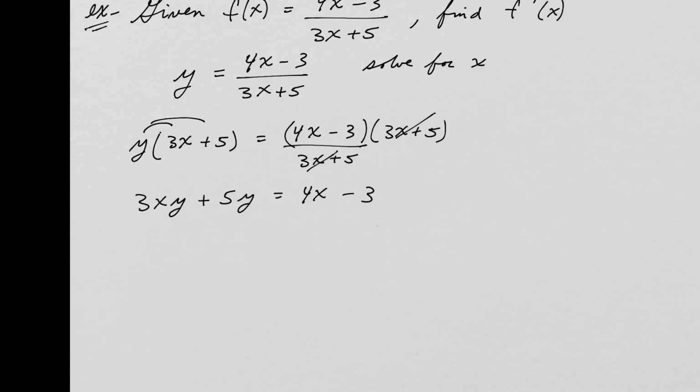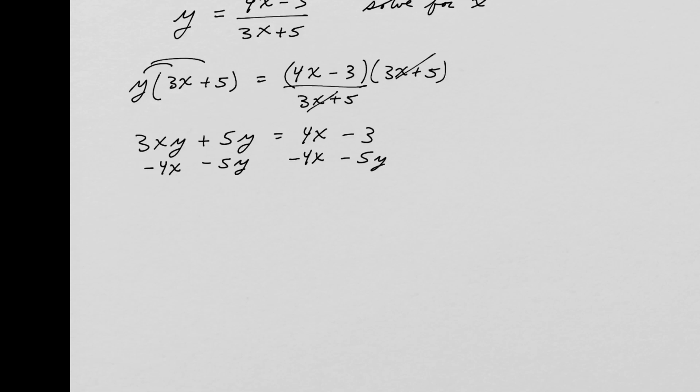Now remember, the whole goal is to solve for x, right? So I need to get the x terms together. So I guess what I can do, I'll do a couple things at once. I will subtract 4x on both sides. And I'll subtract 5y to get rid of that 5y from both sides. Okay, so now I have 3xy minus 4x on the left-hand side. And the right-hand side, I'm going to have negative 5y minus 3.